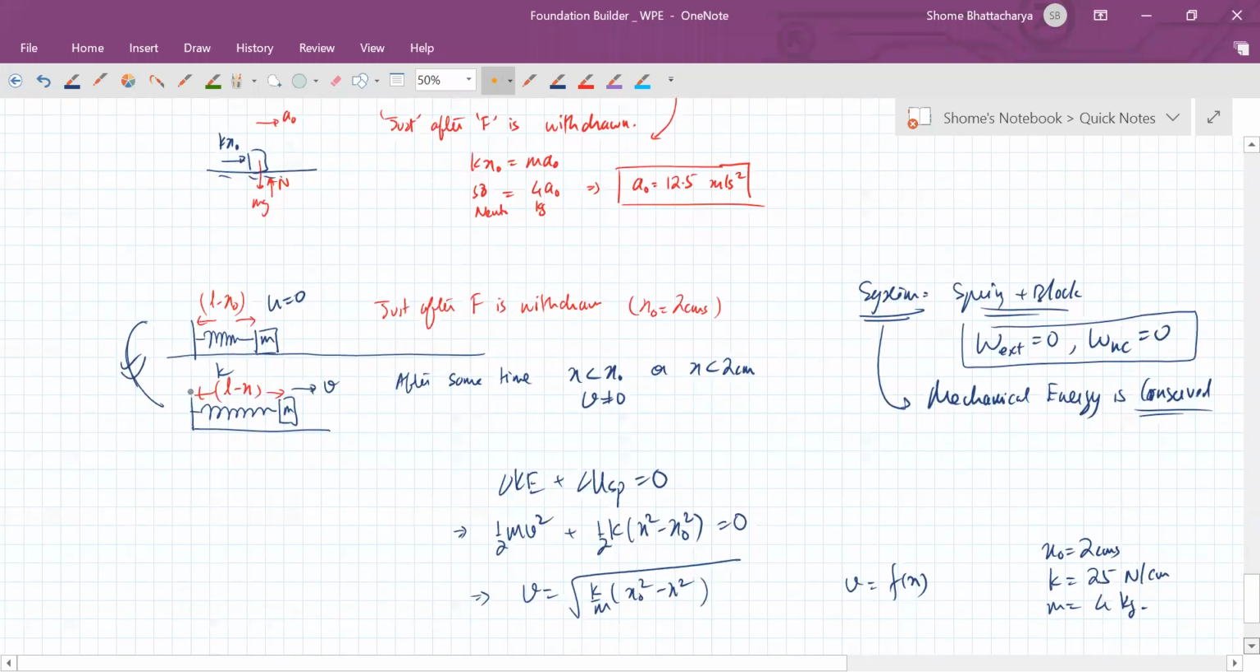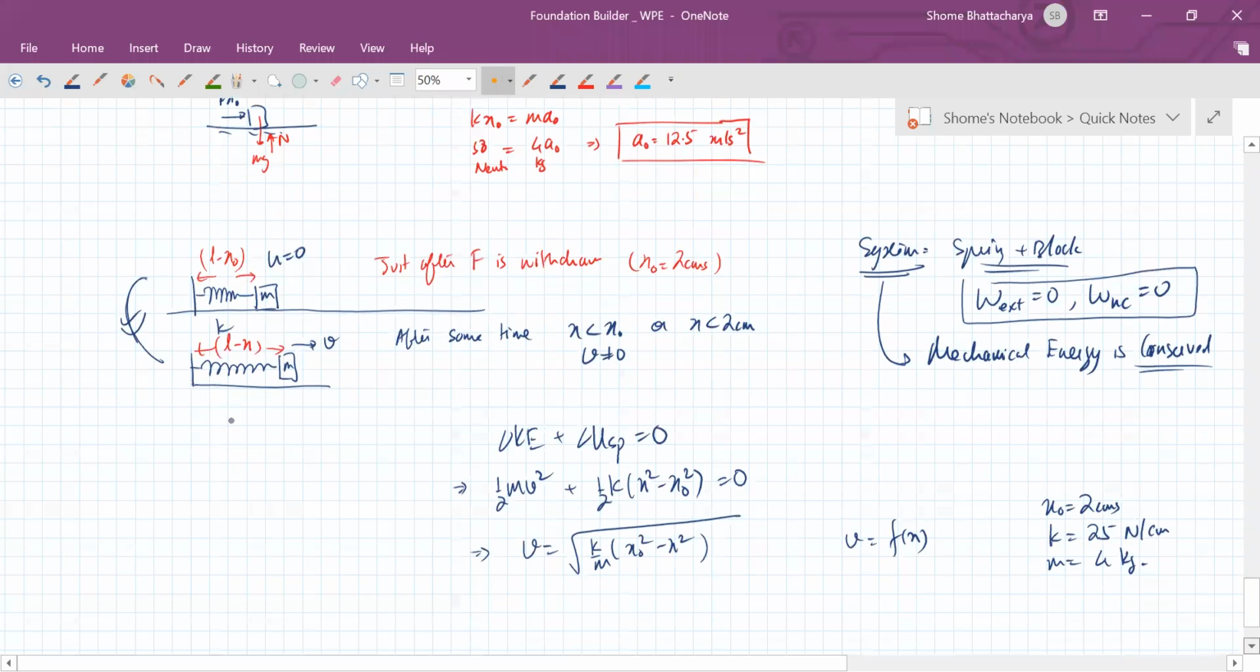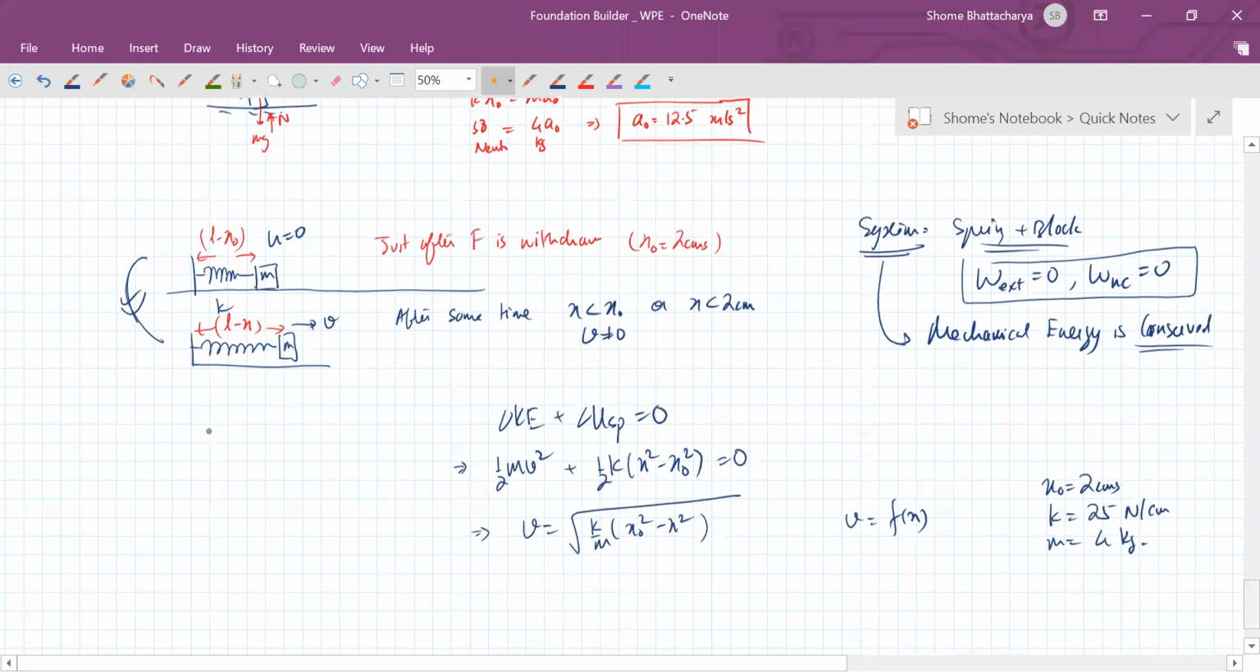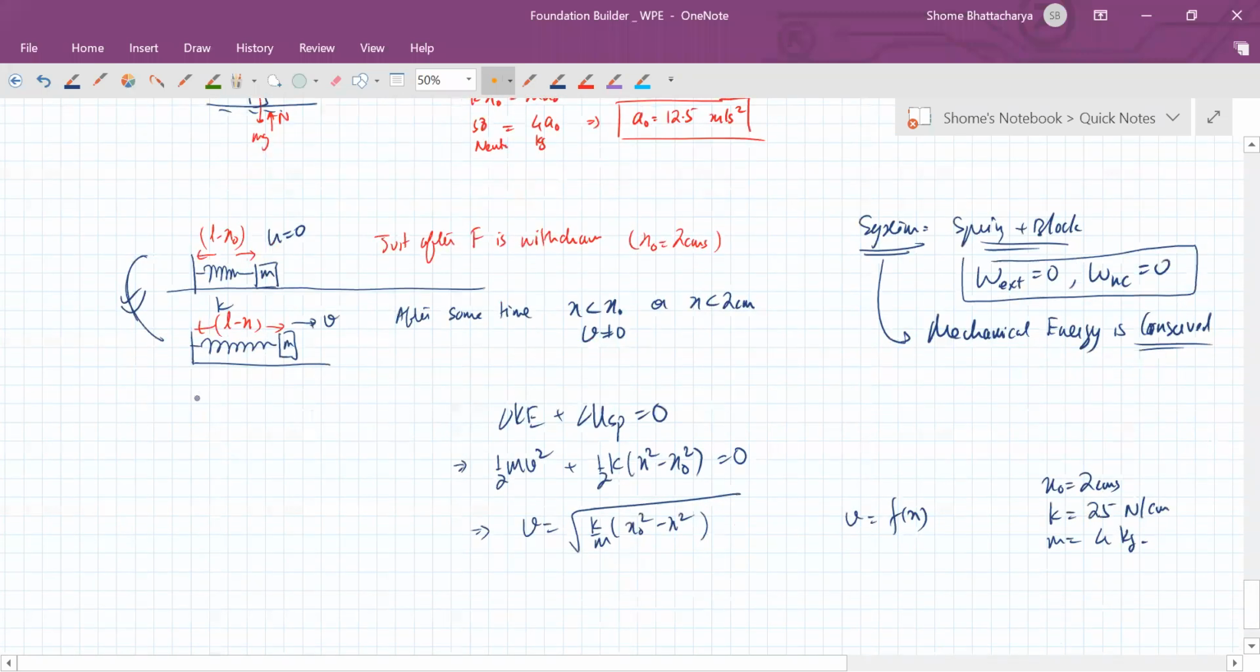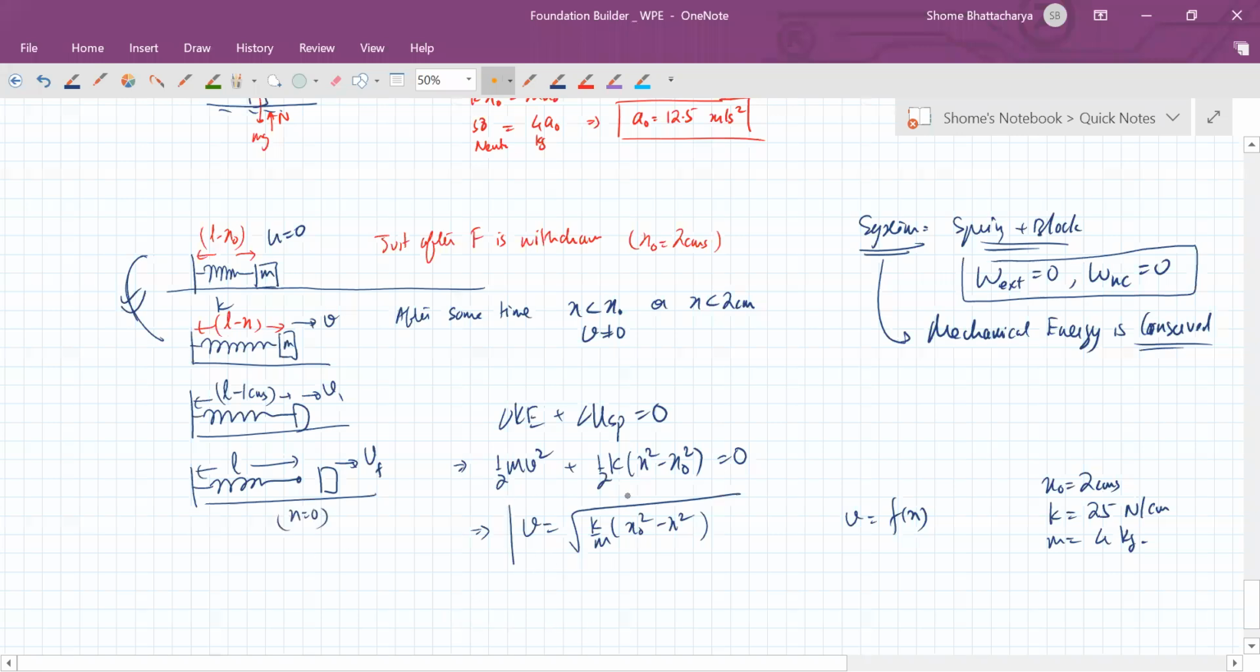At some instant, when the compression of the spring has reduced to 1 centimeter, so this will become L minus 1 centimeter, the speed of the block at that moment is V1. And then finally when the spring releases the block completely, at that time x has become 0 and the speed of the block has become the final velocity. So from this expression only I will get both the things.